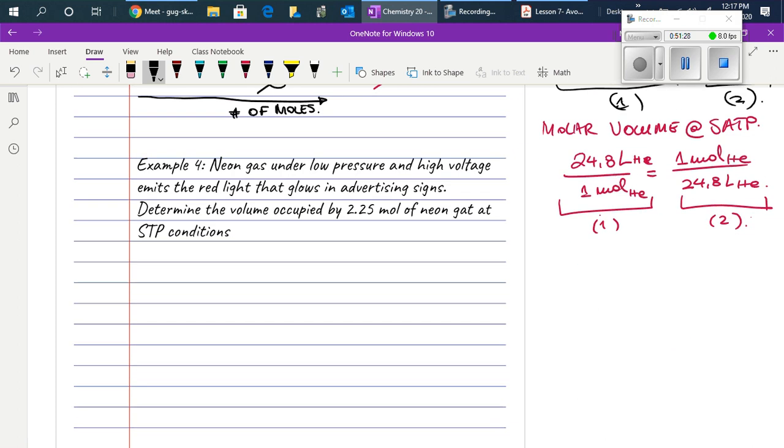And now we have another example. Actually, I want you to try this example, and I will just tell you the answer. It will be 50.4 liters. It's not difficult. What you have is the number of moles as 2.25 moles, and you will find the volume.